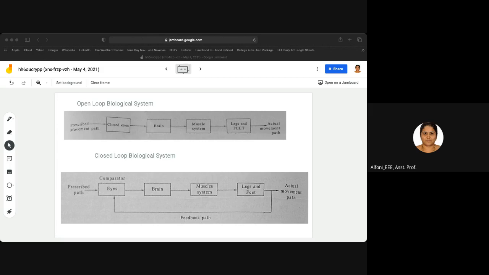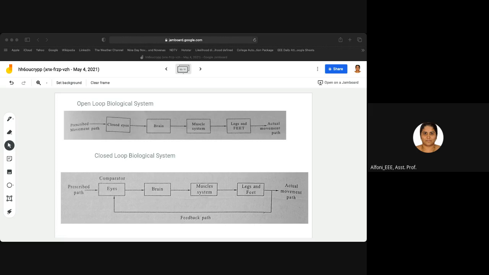As the eyes are closed, the actual path movement cannot be seen and sensed by the brain. Hence, the actual movement path has no effect on the prescribed path, thereby making the output independent of the input, and the system becomes an open loop system. That means in this open loop system, a man who has closed his eyes cannot know in which way he is moving. So, to move on a prescribed path, we have to give feedback.